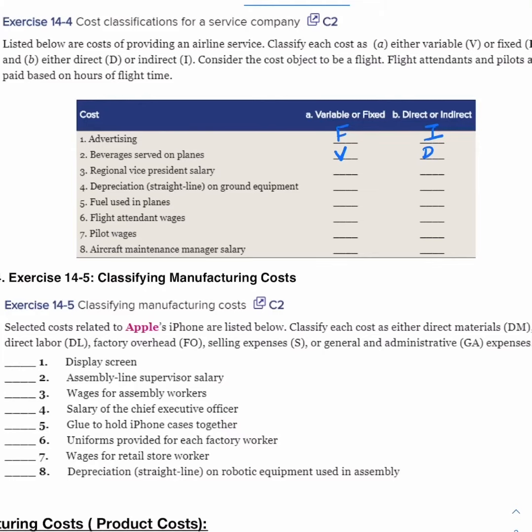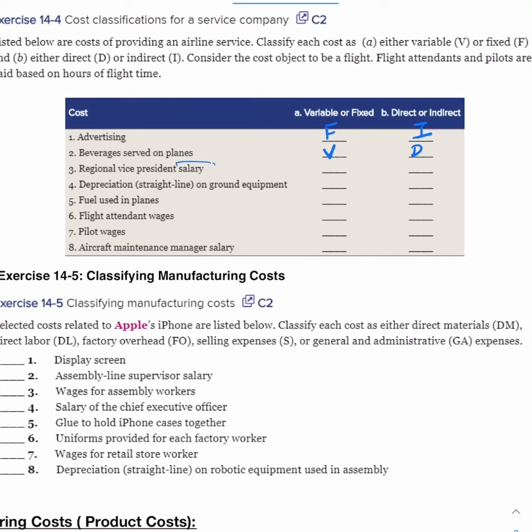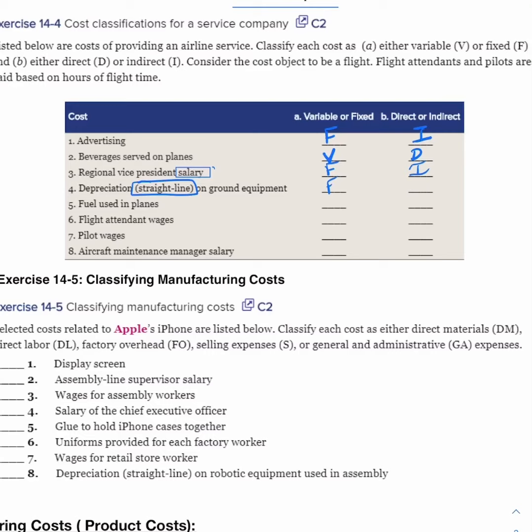Next, we see here the regional vice president's salary. Because this is a salary, that tells us that we are dealing with a fixed cost. This is indirect, as we cannot assign his salary or her salary directly to an individual product. Next, we see here depreciation, once again, straight line on ground equipment. This is once again a fixed cost and is indirect.